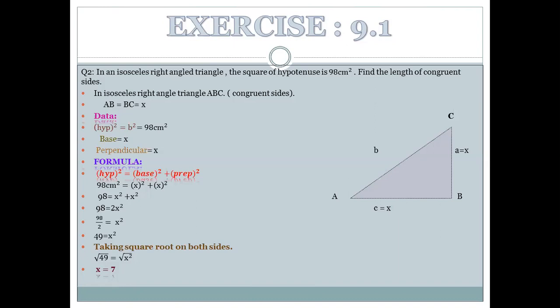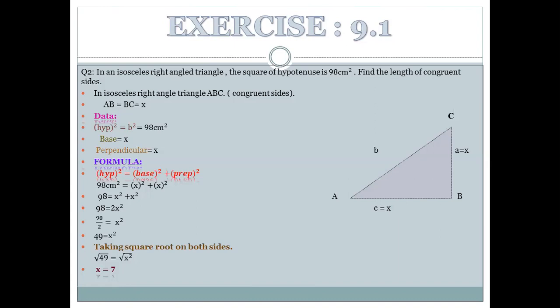So base and perpendicular will be equal in this triangle. According to the data, hypotenuse square is equal to 98 centimeter square, base is x, and perpendicular is also x, because the triangle is an isosceles right angle triangle. Apply here the formula: hypotenuse square is equal to base square plus perpendicular square. Instead of formula, it will be good if you write it by using Pythagoras theorem.